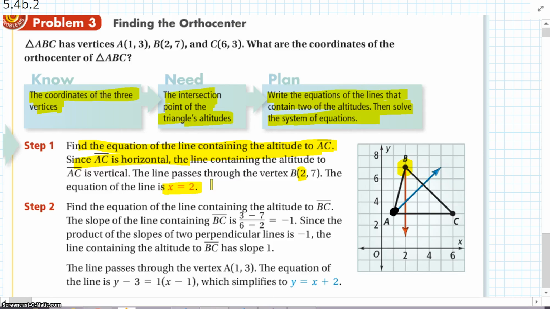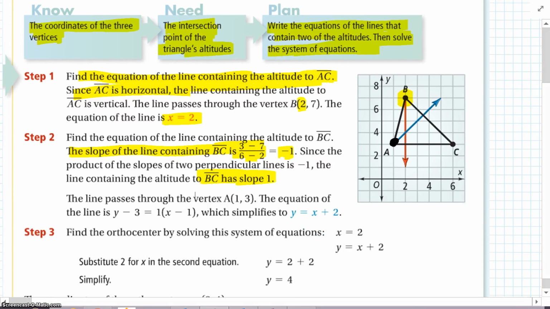Step 2, find the equation of the line containing the altitude to BC. We find the slope of BC is -1. Since the product of the slopes of 2 perpendicular lines is -1, the line containing the altitude of BC has a slope of 1. That line passes through vertex 1, 3, so we write an equation using point-slope form: y minus 3 equals 1 times x minus 1, which simplifies to y equals x plus 2.